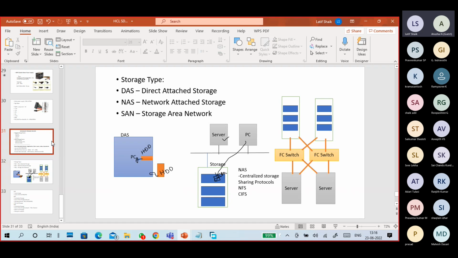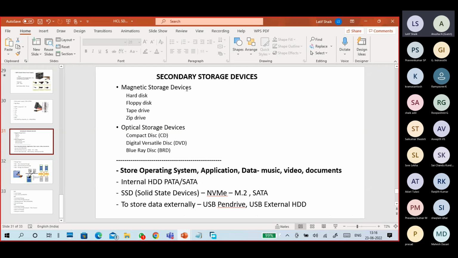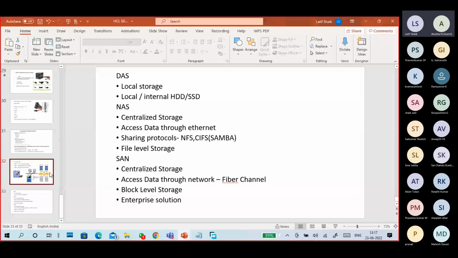These are the different storage devices under DAS: hard disk, floppy disk, tape drives, CD, DVD, Blu-rays, and internal hard disk for storing operating system, applications and all. If you want to store the data externally, we have USB, external pen drives and external hard disk. Okay, these are the devices and storage types.